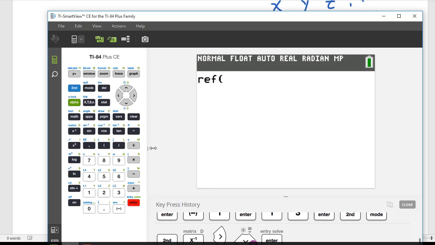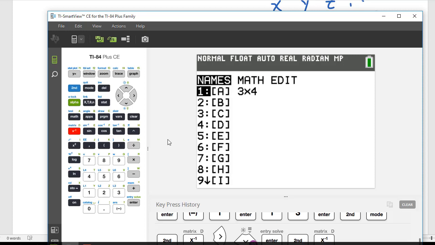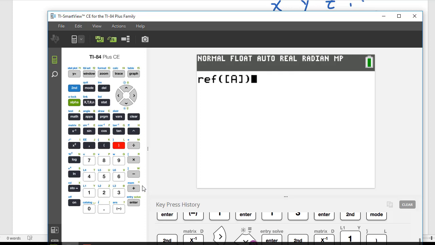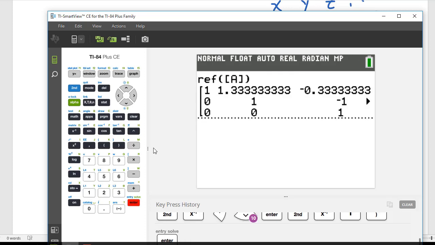So I'm going to call out row echelon form to my home screen, and then I'm going to tell it to put matrix A into row echelon form. I'm going to go back to the matrix menu, second inverse, and under the names, I'm going to call out matrix A. When I hit enter, it's going to convert that to row echelon form for me. So let's write this down.